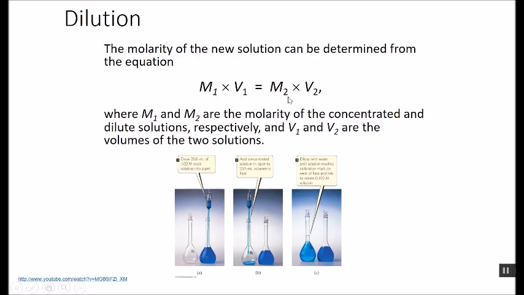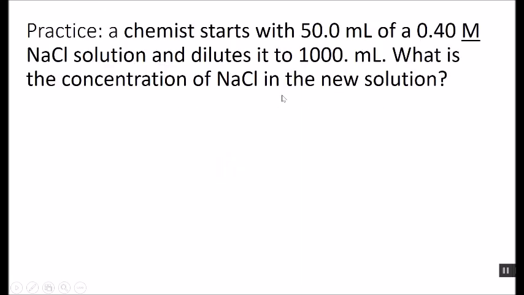The equation here allows you to figure out your new molarity if you knew the starting concentrated molarity, the volume you took out inside your pipette, and the volume that you diluted it to in the end. So this M1V1 equals M2V2 is a very helpful and powerful equation to figure out new concentrations. So let's see an example of what that might look like.